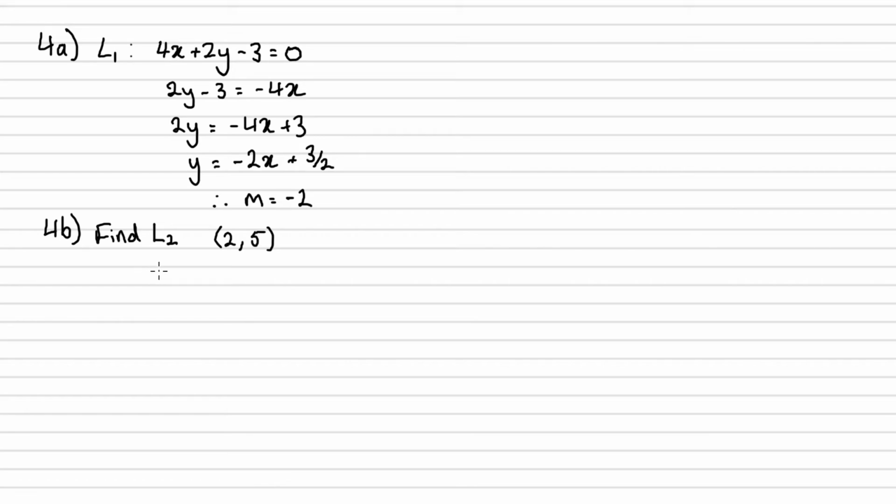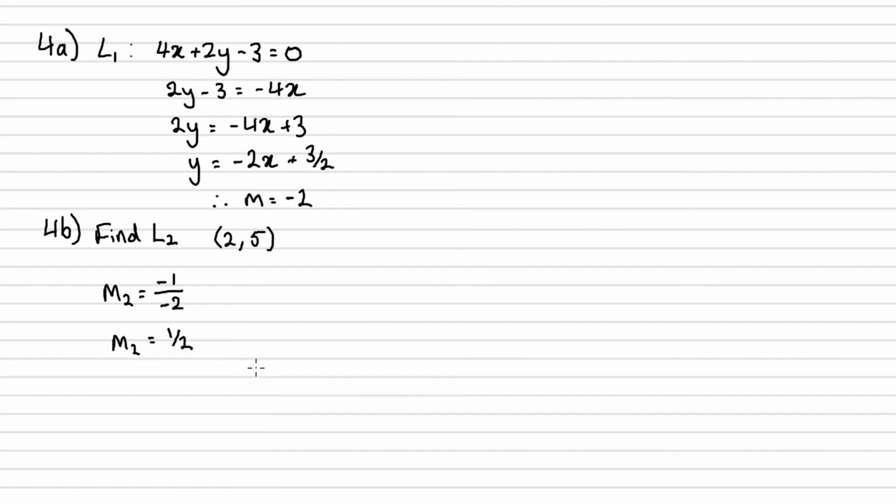Okay, so if L2 is perpendicular to L1, you should know that the gradient, I'll just call it m2 so we don't get confused with the other m, you should know that the gradient is the negative reciprocal when two lines are perpendicular. Okay, so the gradient of L2 is the negative reciprocal of the gradient of L1. So m2, the gradient of L2, is simply minus 1 over the gradient of L1. Okay, so it's minus 1 over minus 2. So we know that is simply a half.